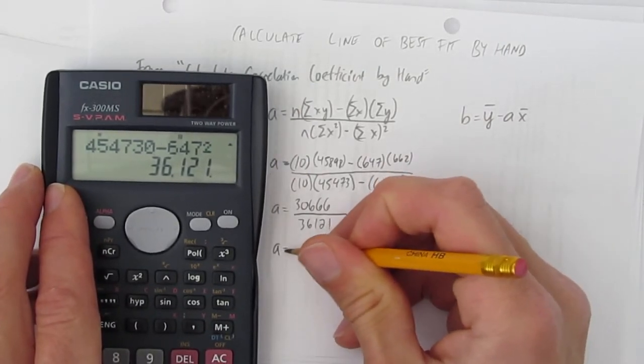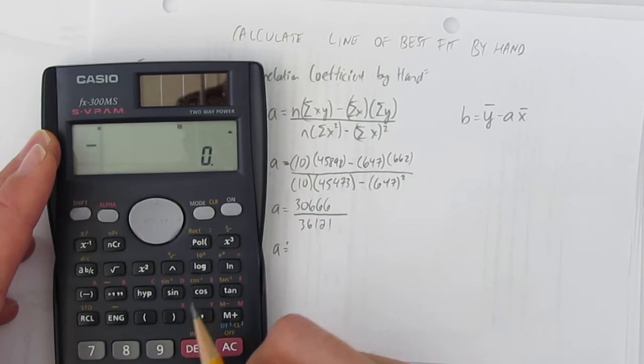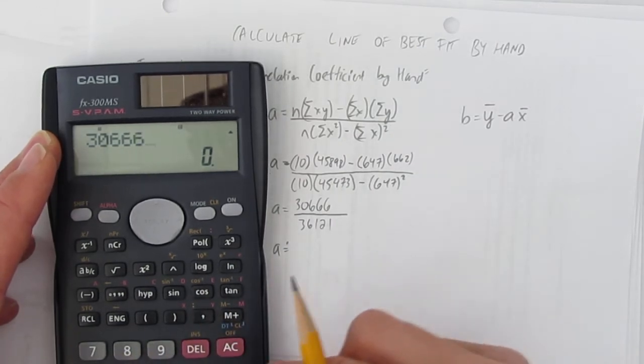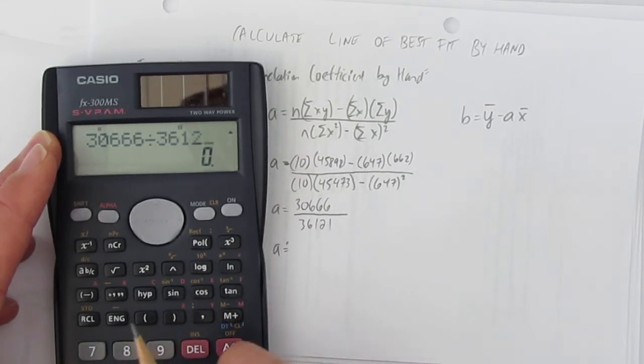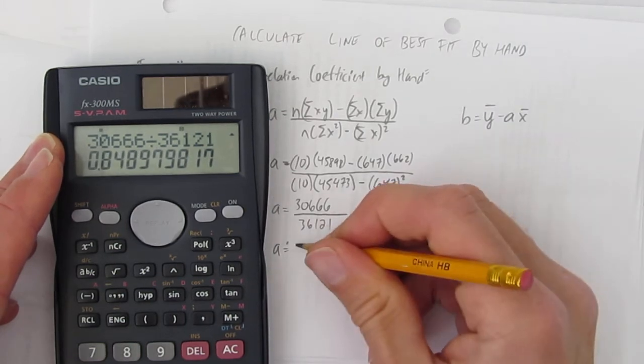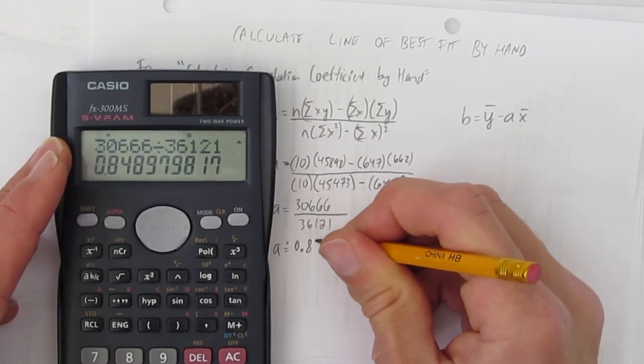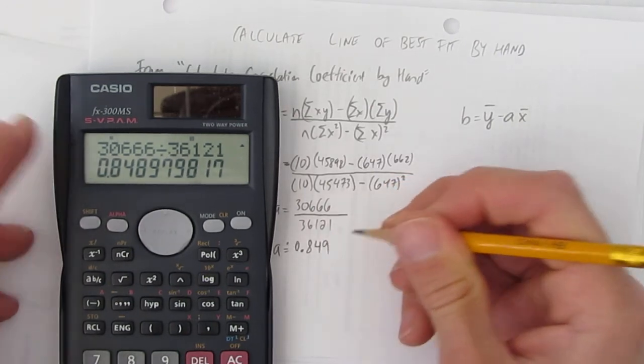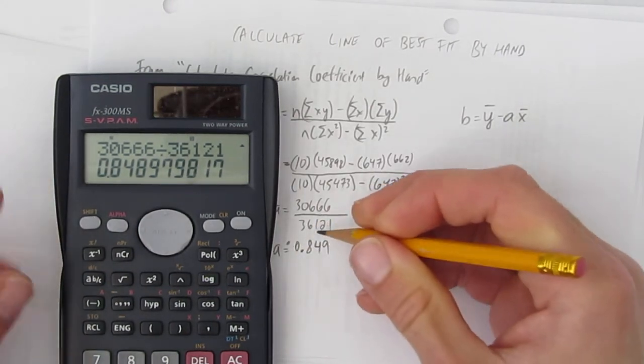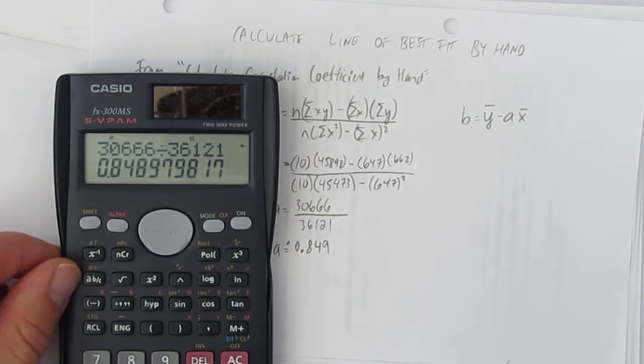So the A is going to be approximately 3,666 divided by 36,121, and we get approximately 0.849. Let's round to 3 decimal places. The slope is approximately 0.849.